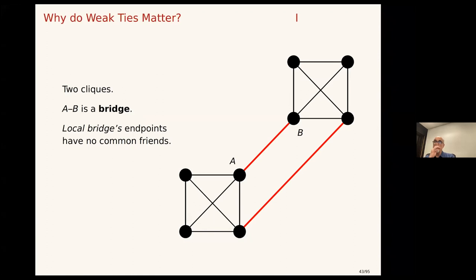We'll get this connection. These things begin to get closer together. There's another way of talking about the strong weak tie idea, which is in terms of these cliques.